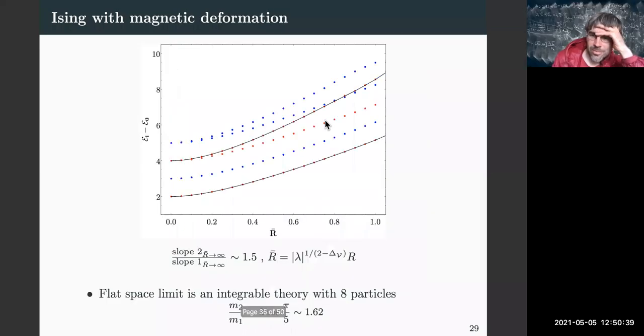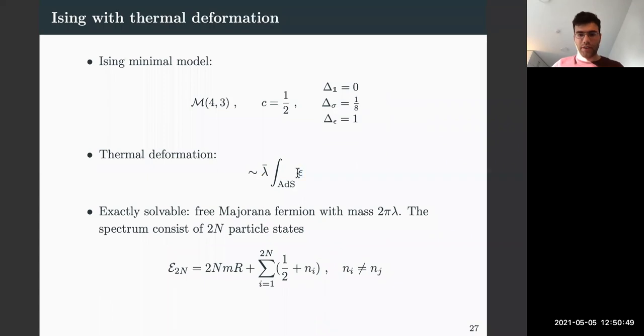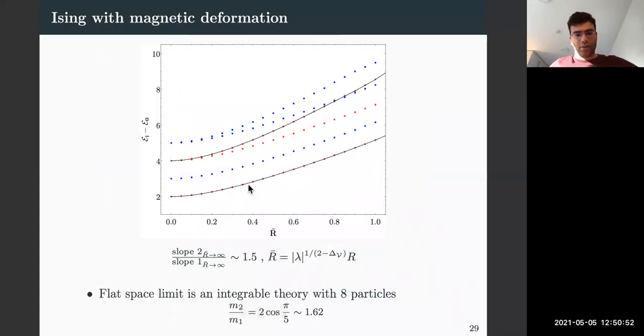Okay, so now I'm showing a non-trivial theory that we studied. It's the Ising model with a magnetic deformation. So here, instead of this epsilon, we have a sigma deformation. I'm showing the spectrum here. Forget about the colors, it's just Z2 parity, even and odd sectors. We have the first primary, as you can see, and the descendants that are integrally separated, and then the second primary that corresponds to the 2-particle state, the beginning.